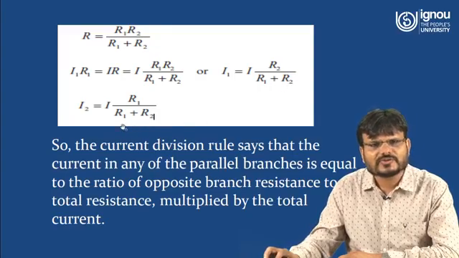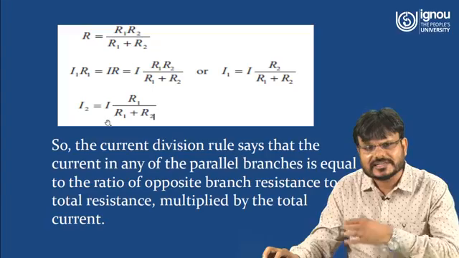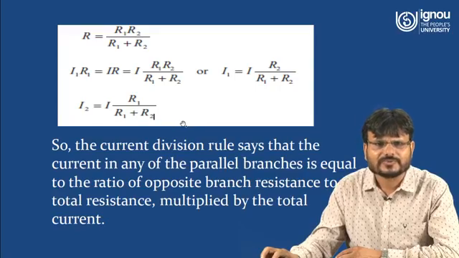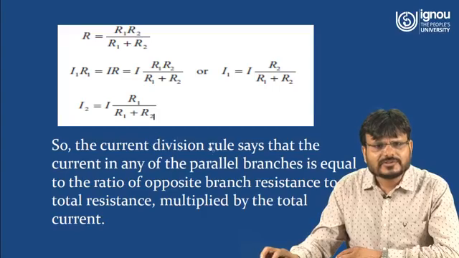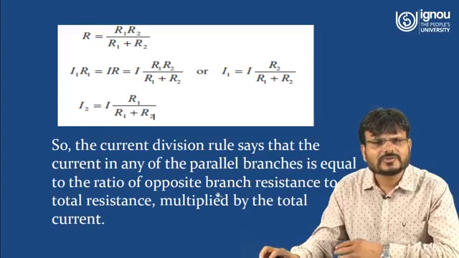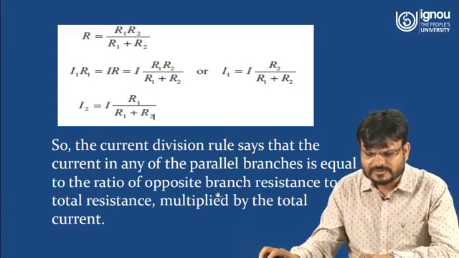Similarly, you can also calculate the current flowing through the second branch, that is I2 is equal to I multiplied by R1 upon R1 plus R2. So here you can note that the current division rule says that current in any of the parallel branch is equal to the ratio of the opposite branch resistance to the total resistance multiplied by the total current flowing through the circuit, right? So this is how you can apply the current division rule.